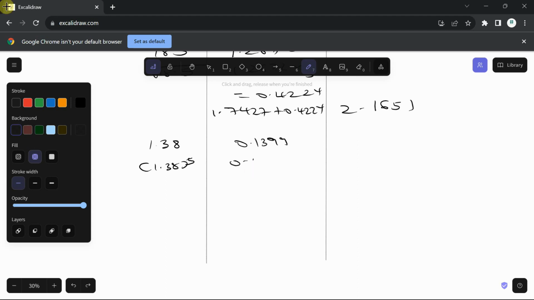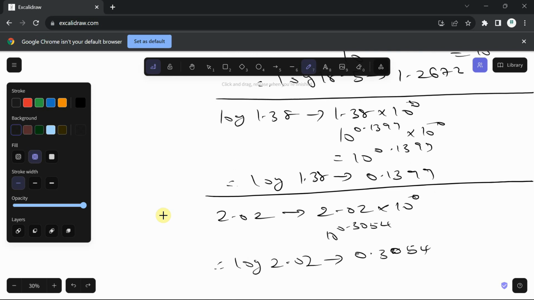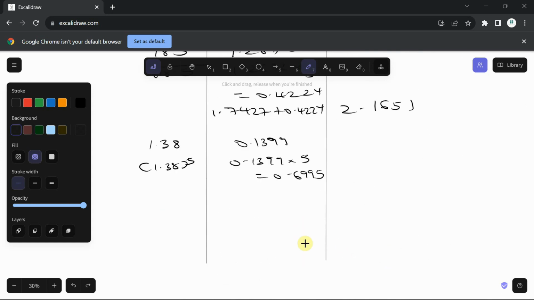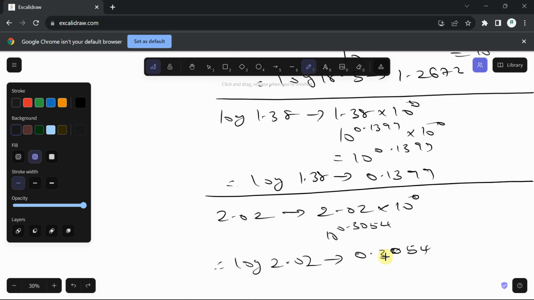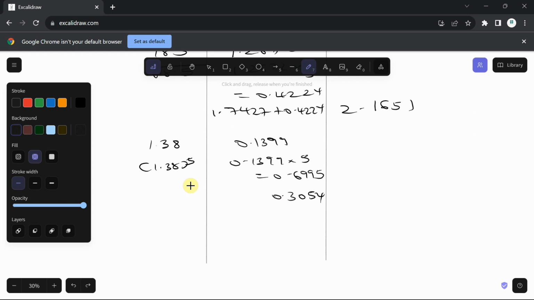So that's 0.1399 multiplied by 5. This gives me 0.6995. So the next part is what? 2.02. 2.02 is 0.3054. Just to confirm the value. Great. So I have these values.